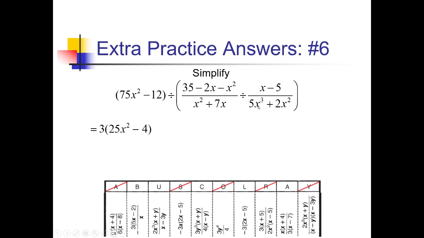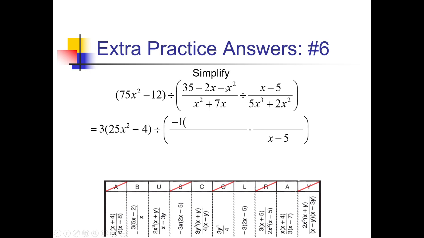So I'm going to multiply by the reciprocal of this second fraction inside here. So same change, flip, and now you'll notice this x minus 5 is in the denominator instead of the numerator. So that's the only change I've made so far. The next thing I'm going to do, though, is start factoring everything by taking out common factors. For this 35 minus business, I'm going to take a negative 1 out of all that so that I can reverse the order and make it something a little easier to factor.